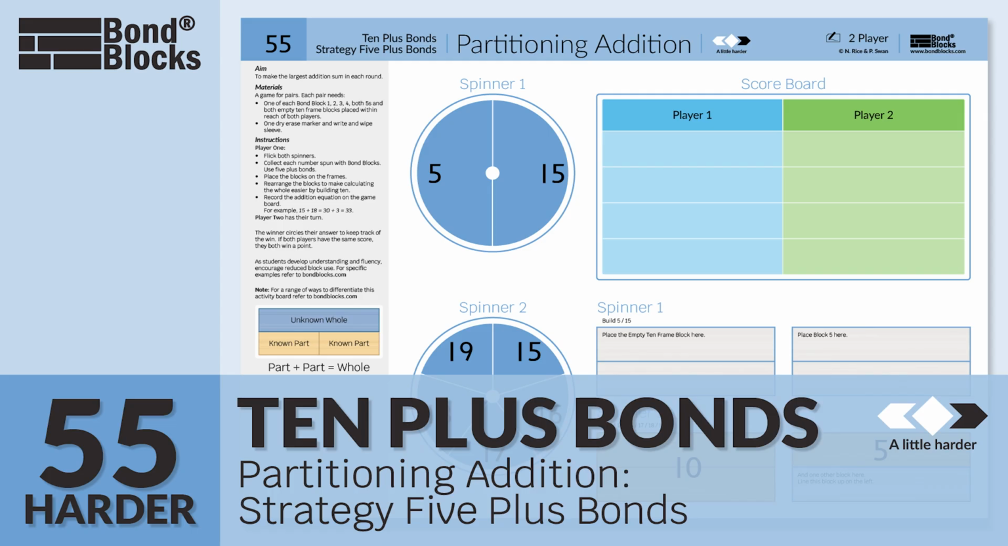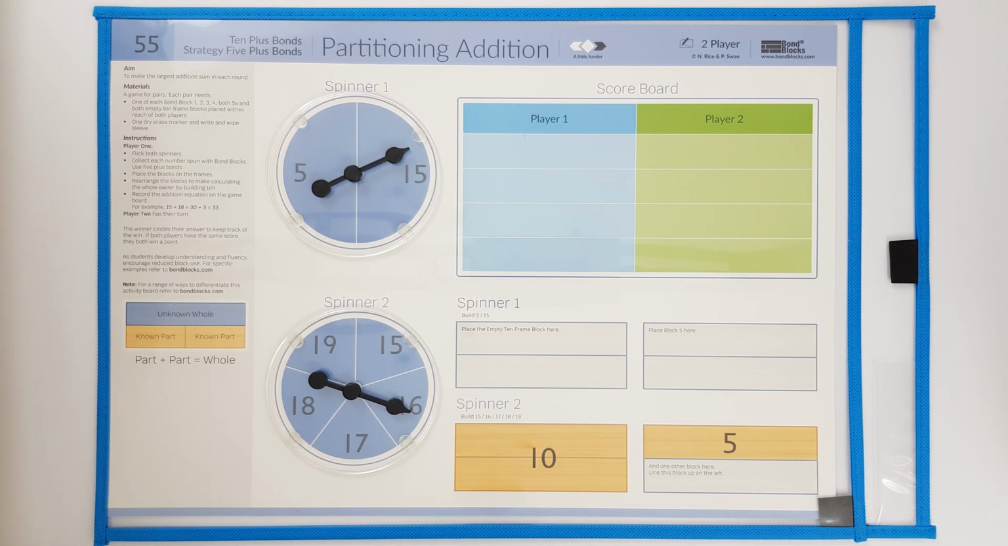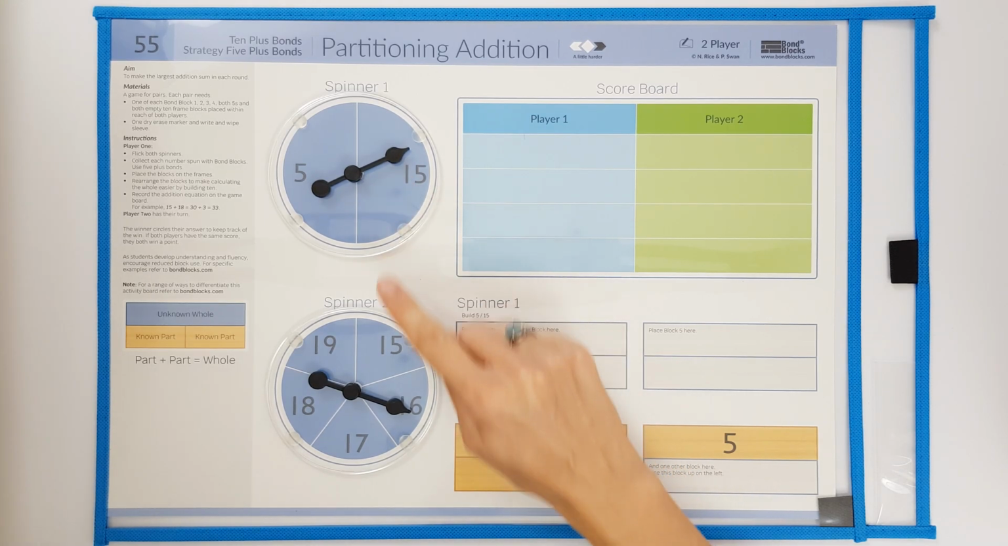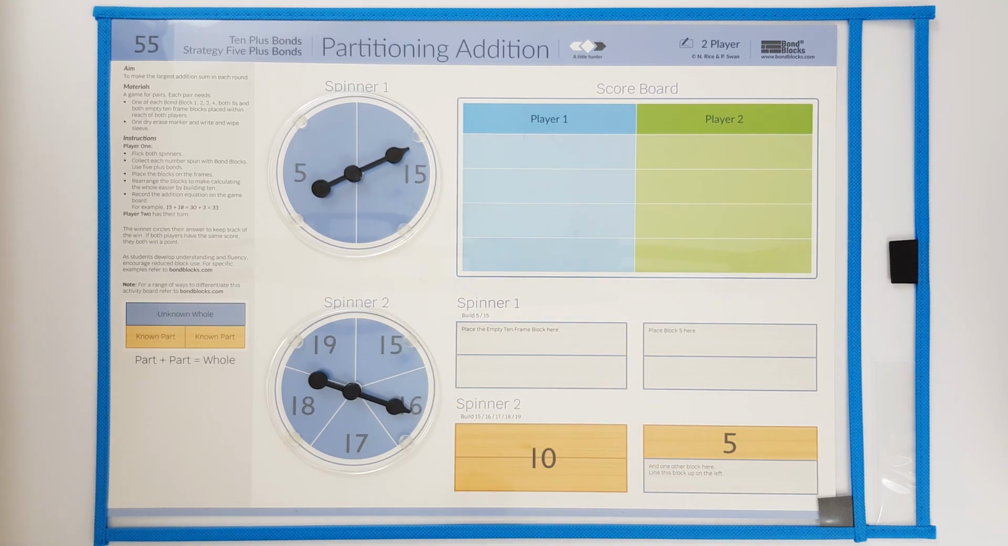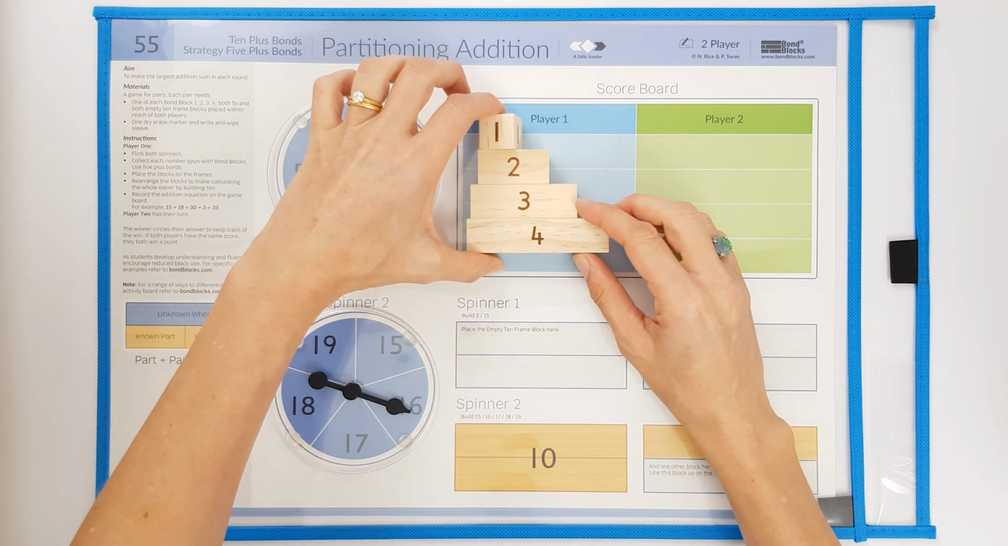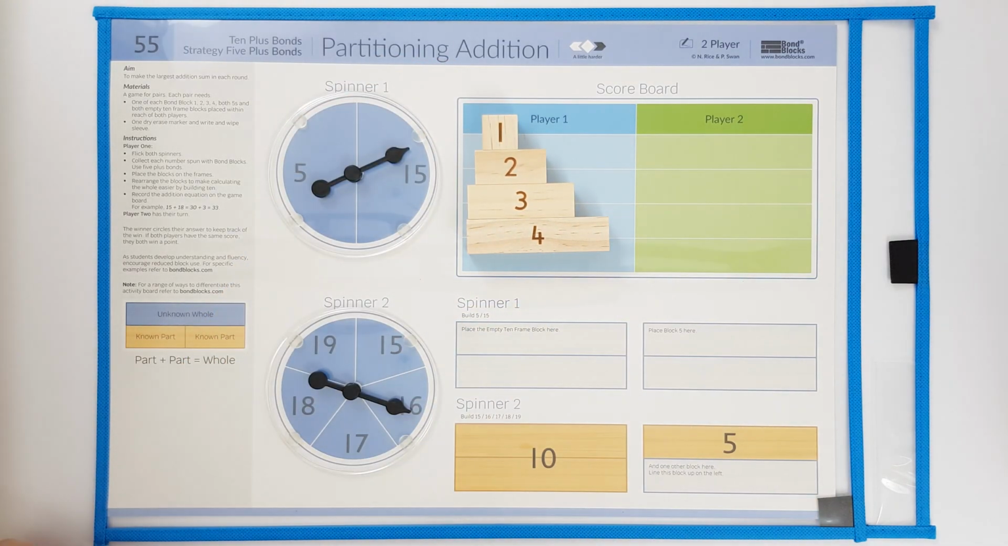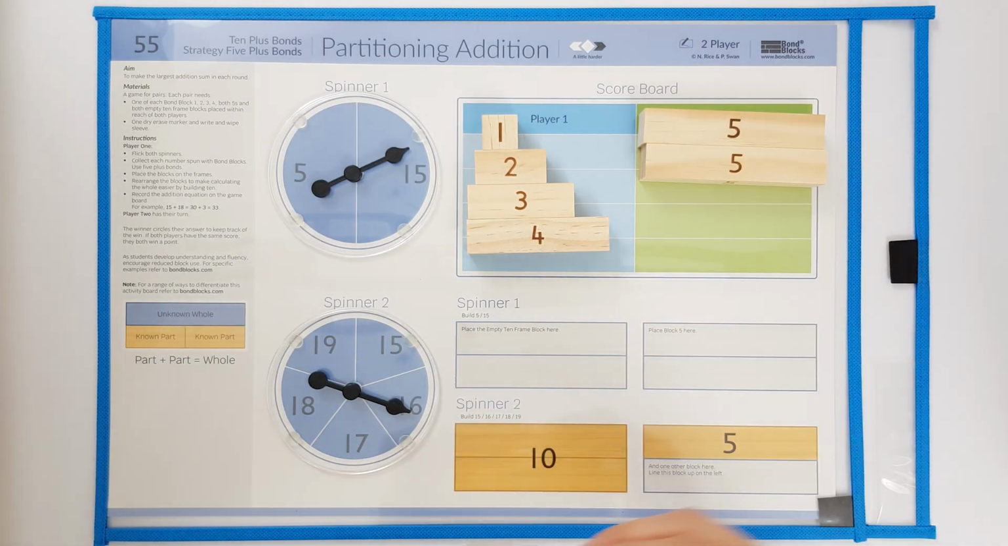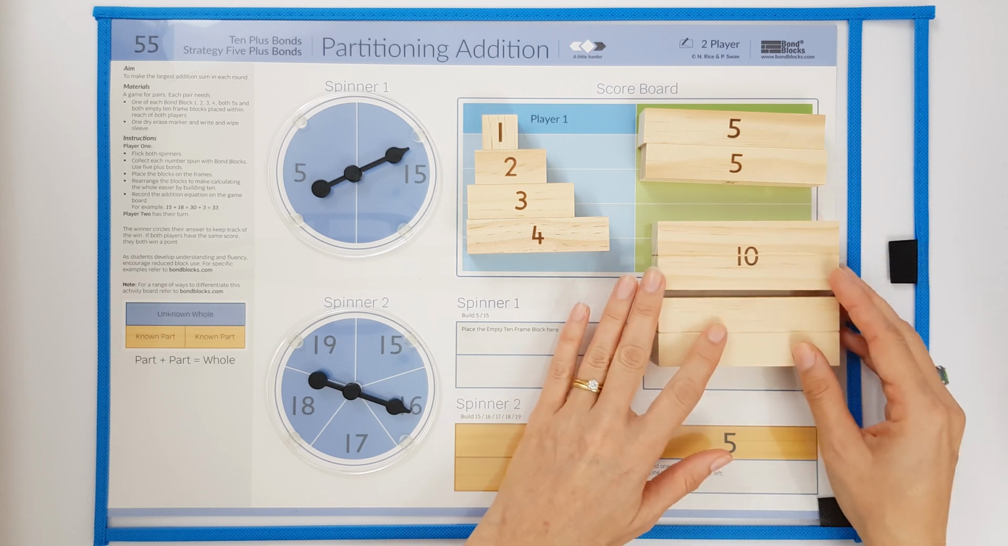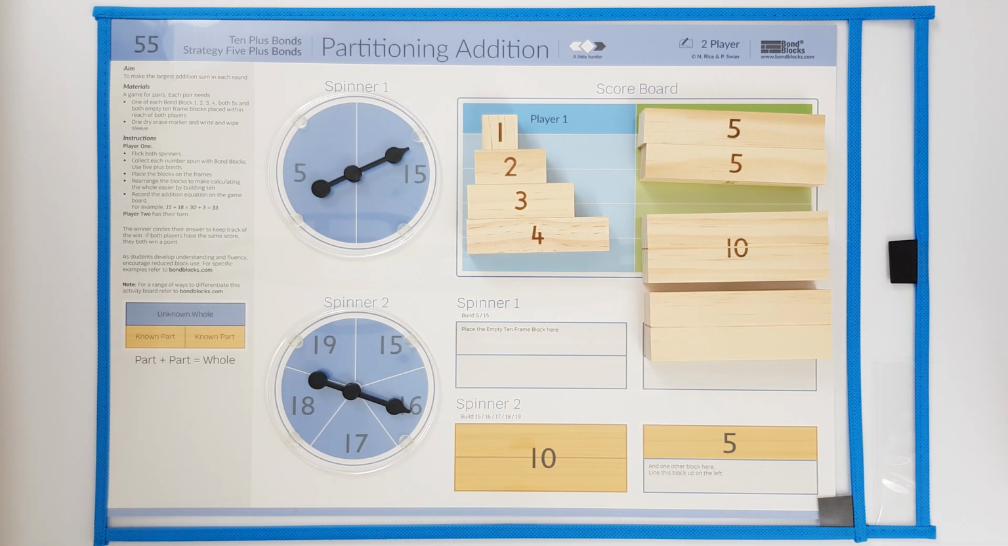Welcome to Activity 55, A Little Harder. In this activity, we will be developing the strategy of partitioning 2 parts using 5+ bonds to solve addition for wholes up to 34. To complete this activity, you will need one of each bond block from 1 to 4, 2 5s, and both empty 10 frame blocks.